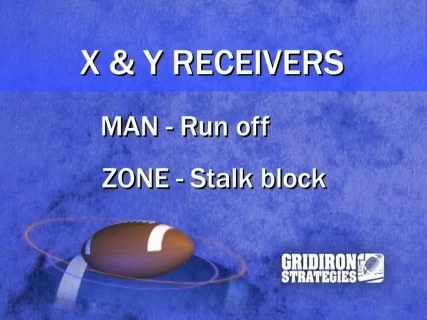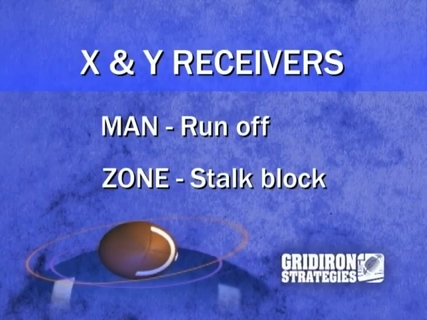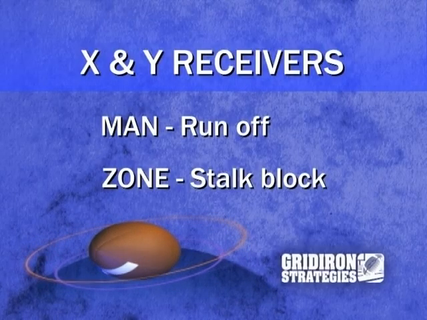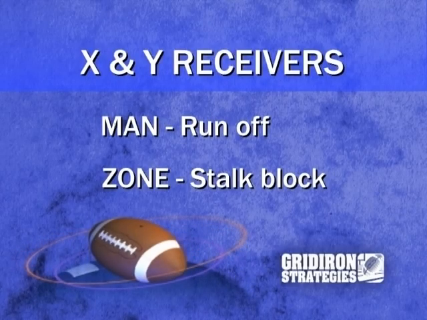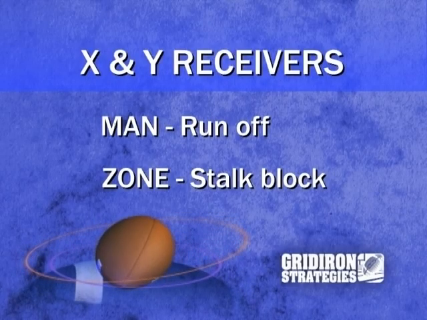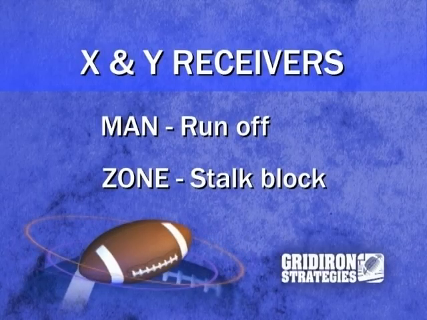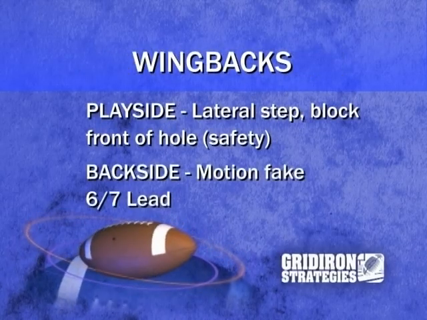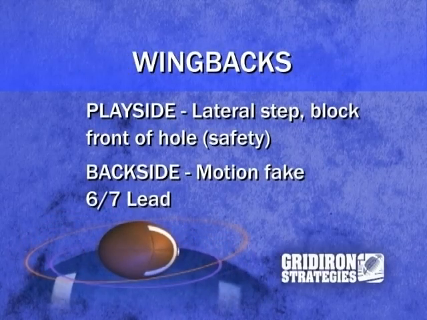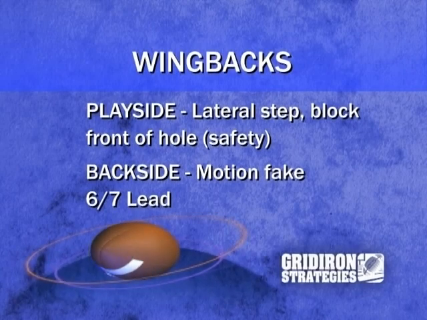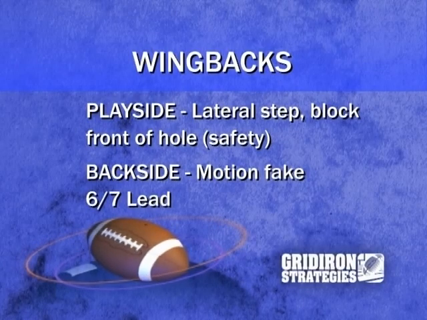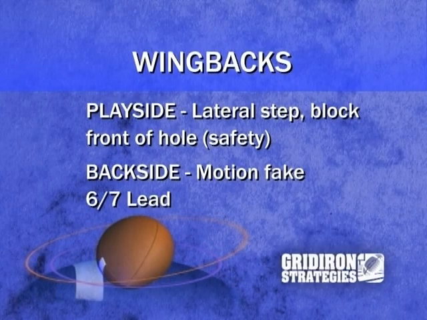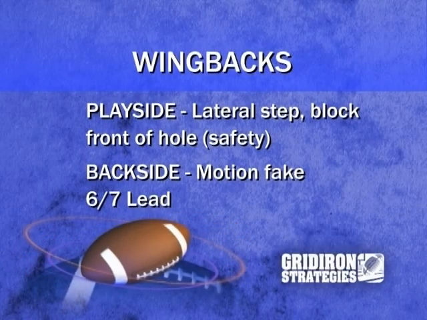Our X and our Y receiver, if it's man-to-man, they're going to have a runoff situation where they're just going to run right off and have that man go with them in that man-to-man defensive situation. Our zone, we're going to run out there and we're going to stalk block him. Our running backs, which is our Z and our T, if he is play side, he's going to take a lateral step and work himself up in front of the hole and try to block either the free safety or the strong safety, depending on who it is.